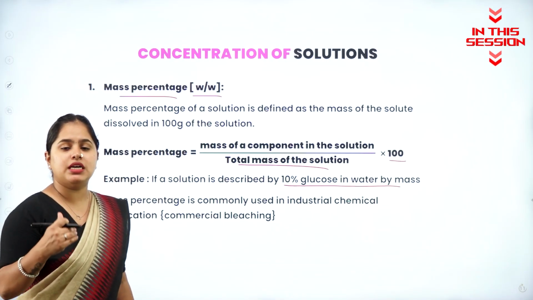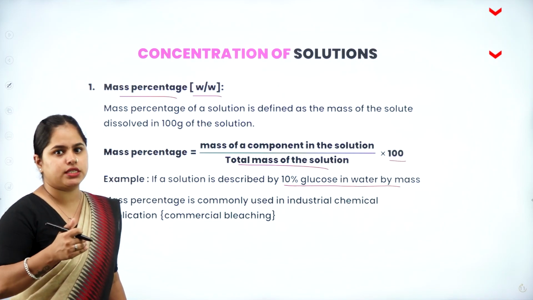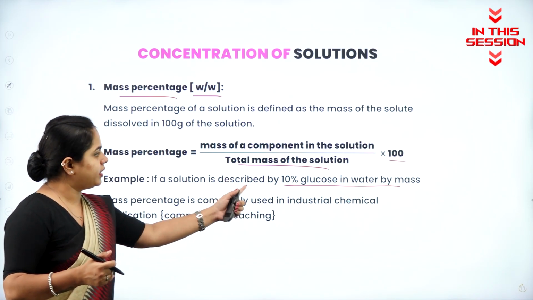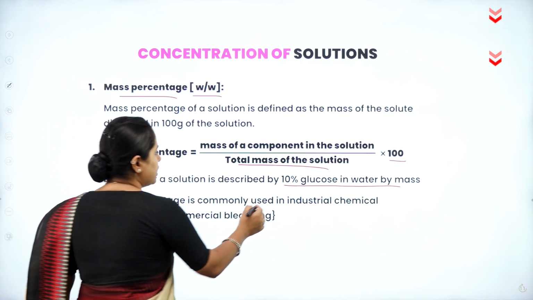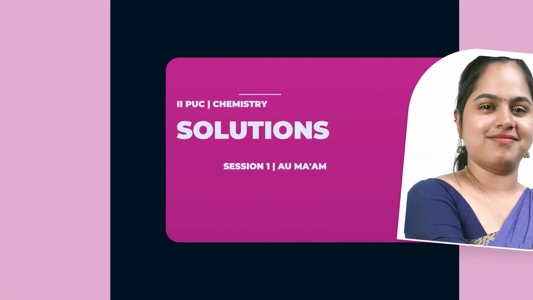It is given that the mass by mass percentage is 10%. Okay, it's given here: 10% glucose in water by mass. That means the mass percentage is 10%.